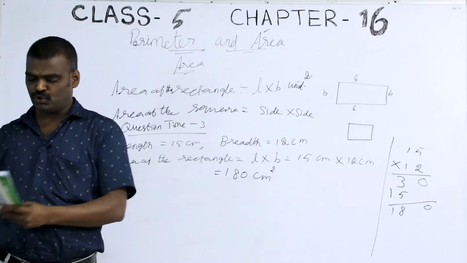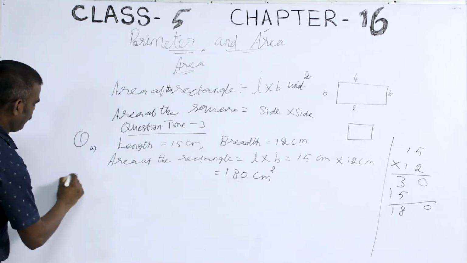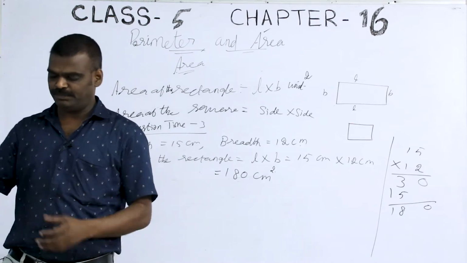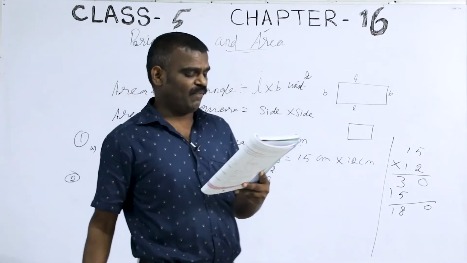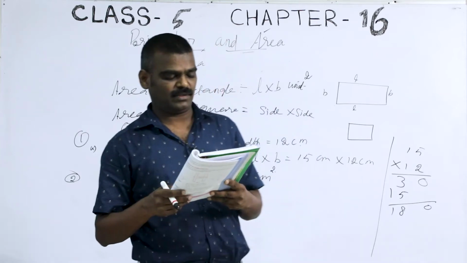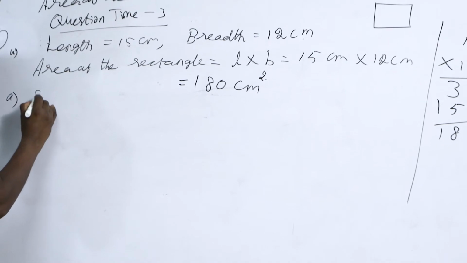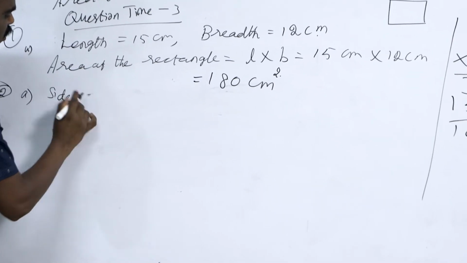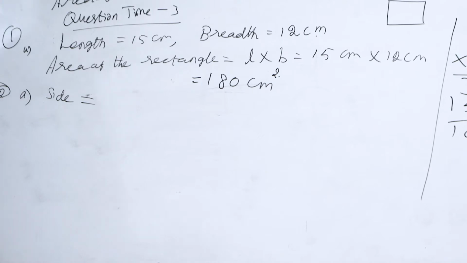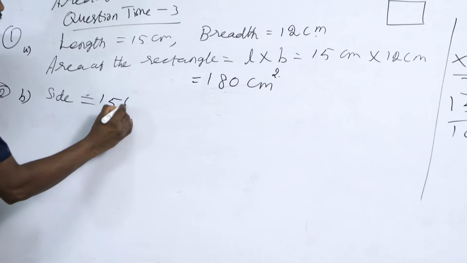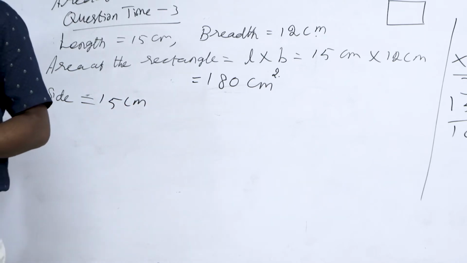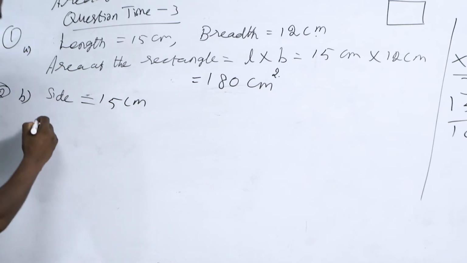Now let us go to question number 2. Question number 2 tells, find the area of each of the following squares whose side is given. Side equal to how much? 20 centimeter. Or let us go to the second question, B. How much? 15 centimeter. Now the area of the square.